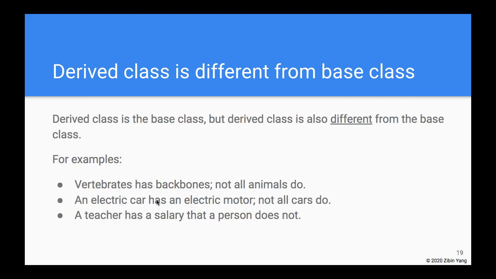Same thing for electric car. It's a car, but an electric car very specifically uses an electric motor for its locomotion, right? But many cars don't do that. And then finally, coming back to our example, a teacher may have a salary, right? But a person, if the person doesn't work, doesn't necessarily have a salary. So we have to be able to extend or add capabilities to the derived class.